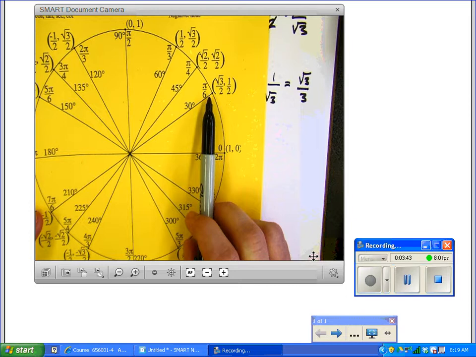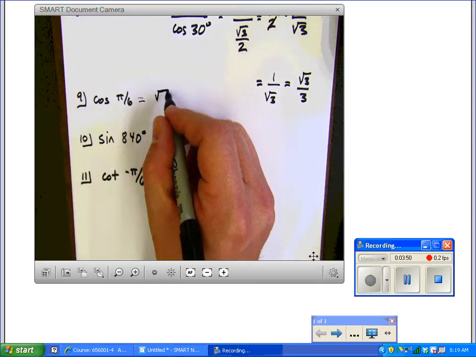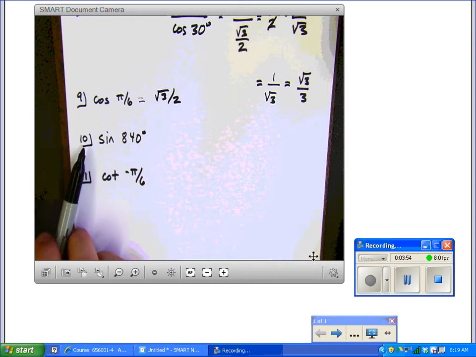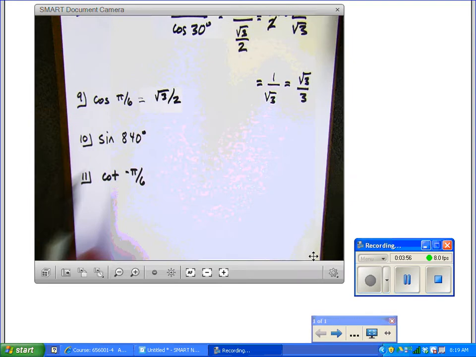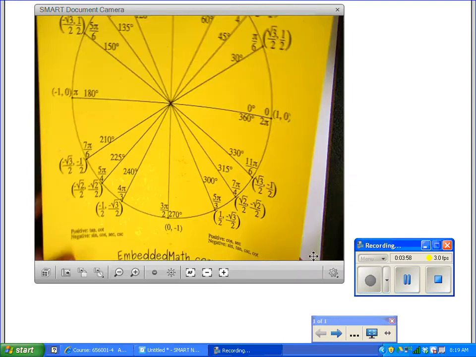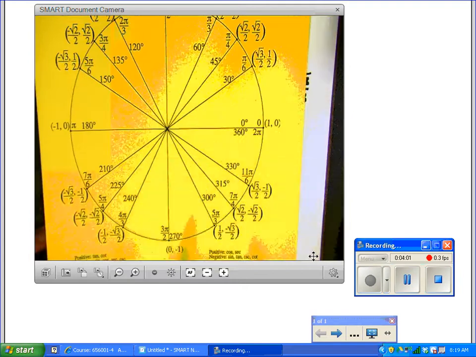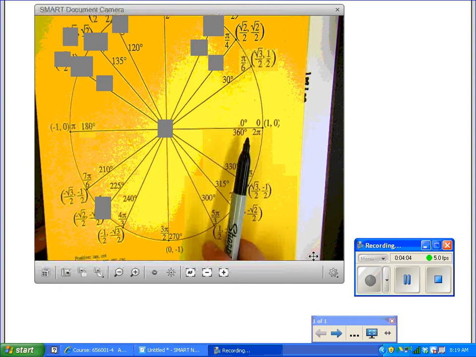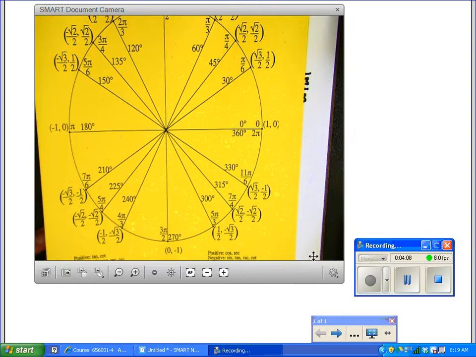Okay, and now number 10, the sine of 840 degrees. Well, if we look for 840 degrees on the unit circle, we're not going to find that. The unit circle only goes from 0 to 360. So what we're going to have to do there is find a coterminal angle. So I'm going to take 840 and just subtract 360 a few times. And let's see if we can find us a coterminal angle here.